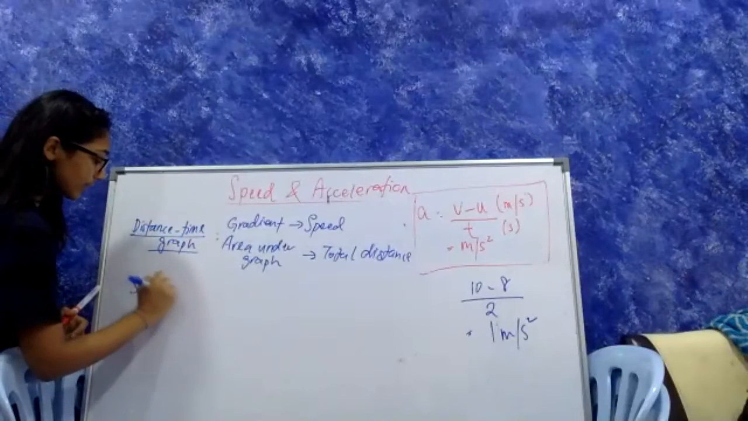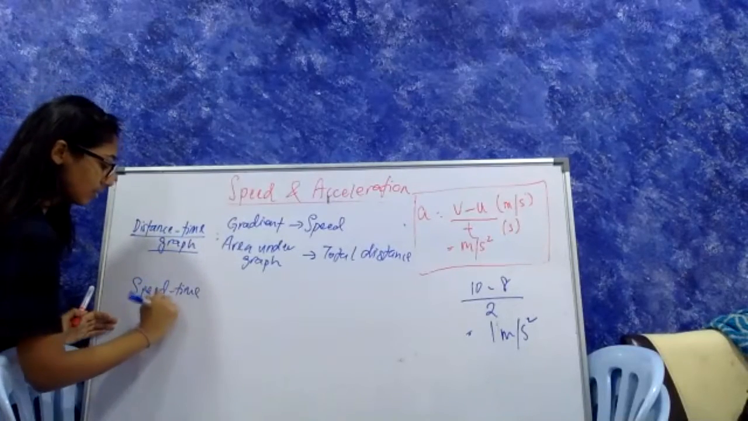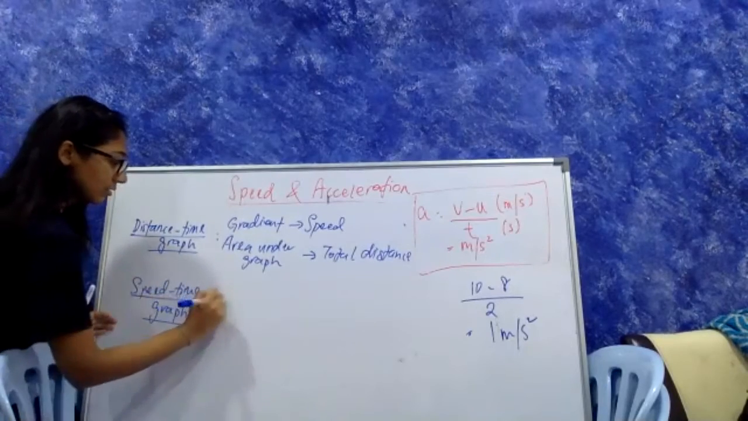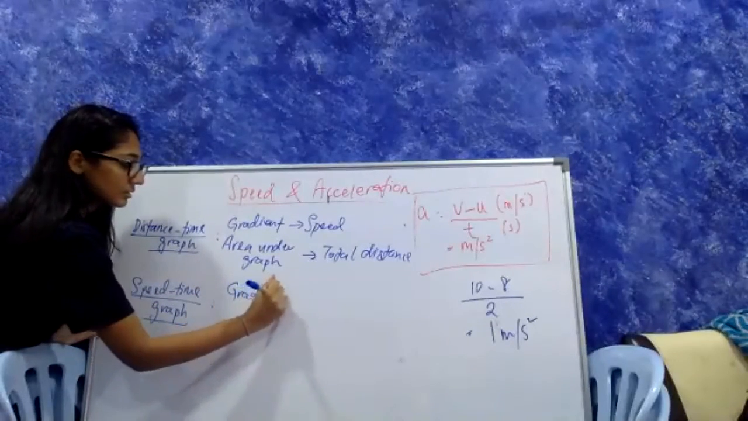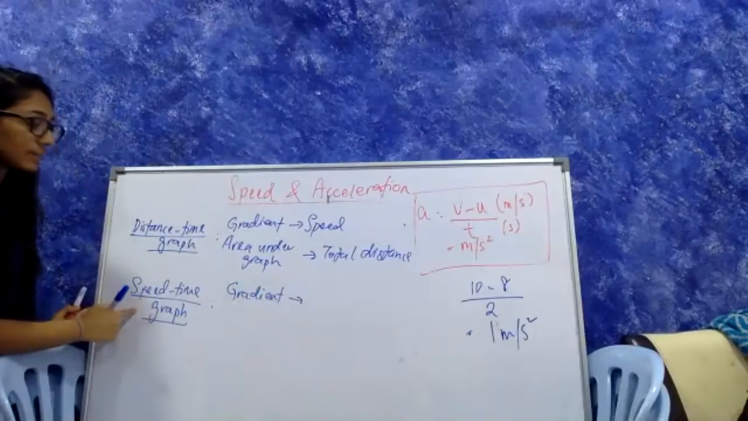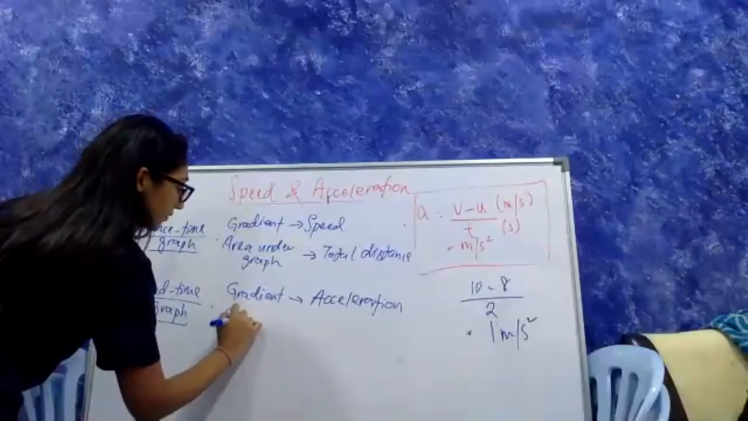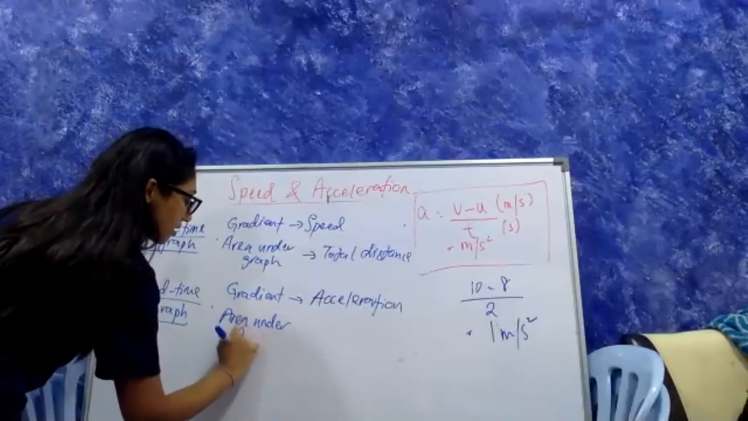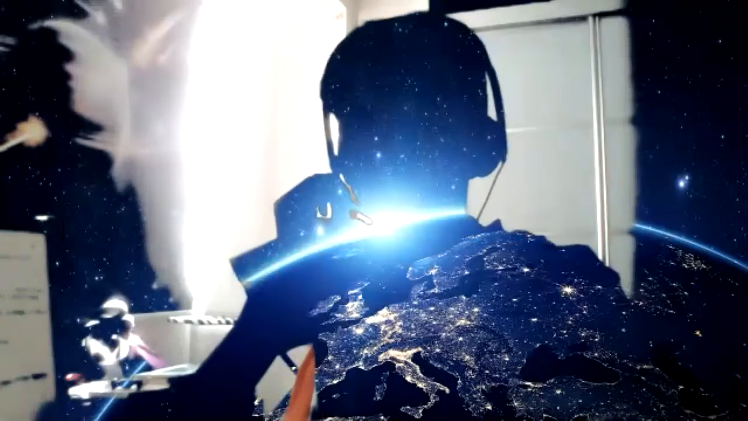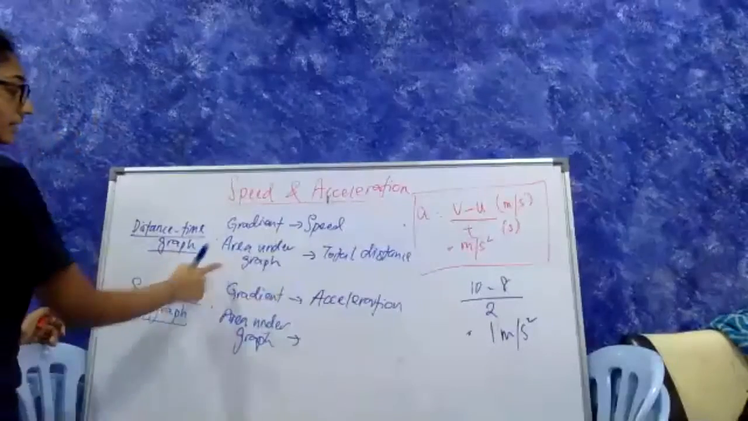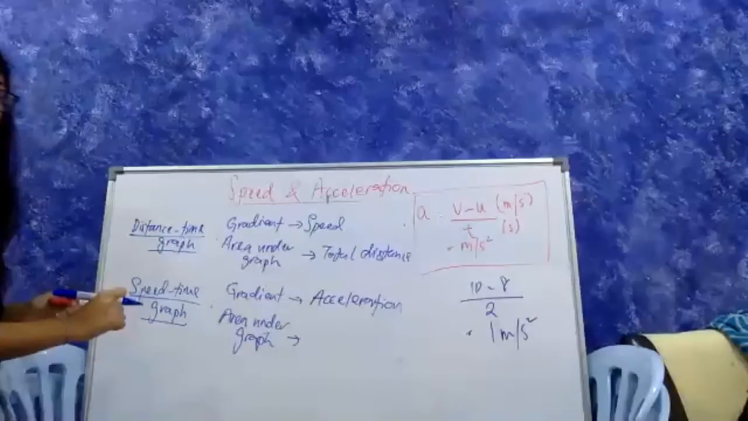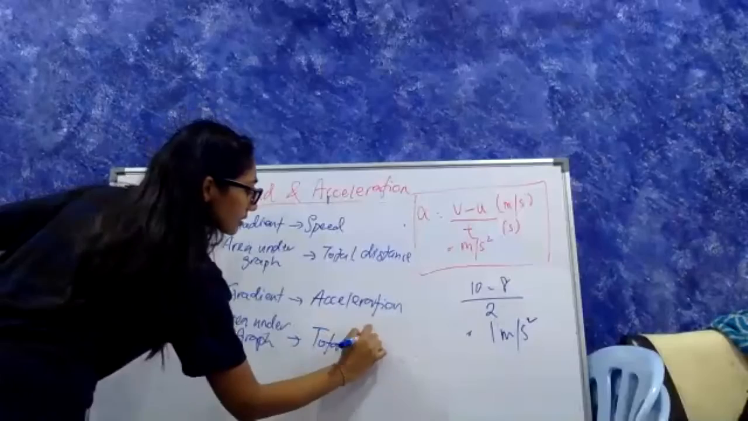If it's a speed time graph, the gradient is acceleration. And the area under the graph is the total distance, the same as before.